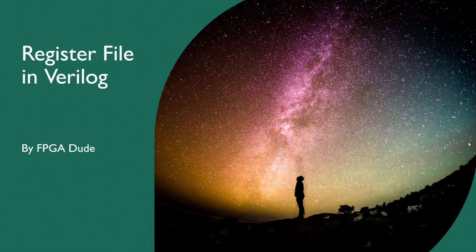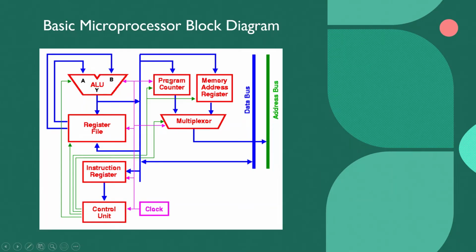This time I'm going to cover a register file and how to create one in Verilog, and I'm also going to simulate it in Vivado. So here's the basic microprocessor block diagram, the same one I used for the ALU video. And right here you see the register file. And this is where you keep quick access information.